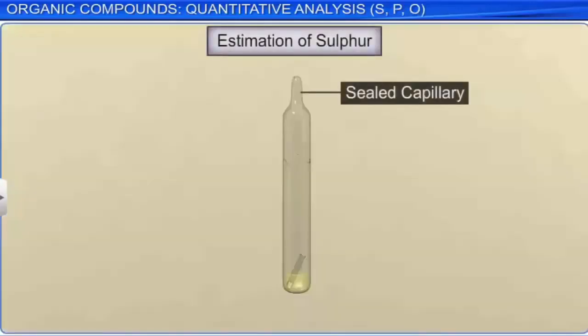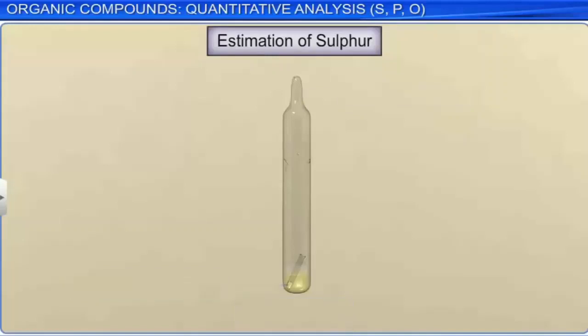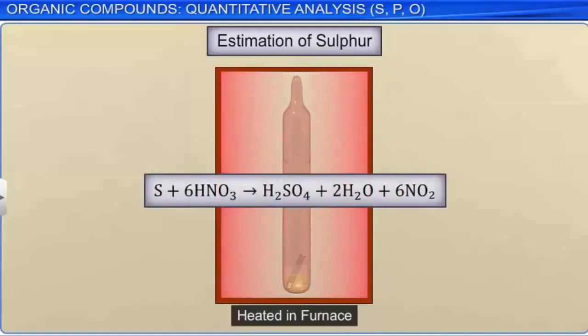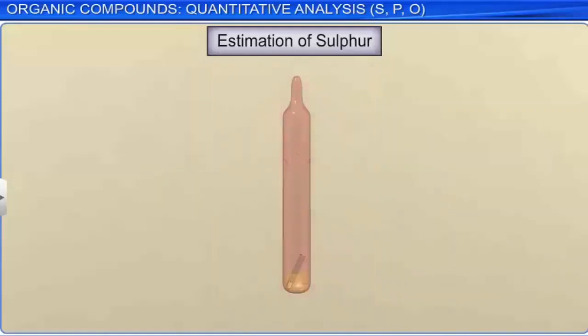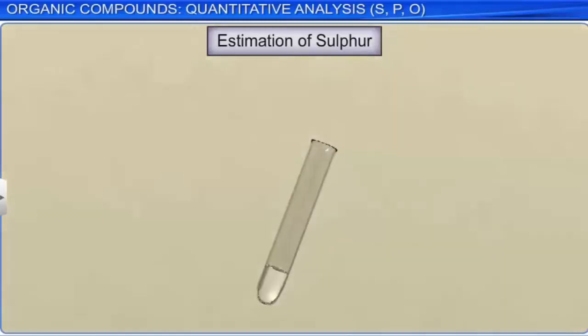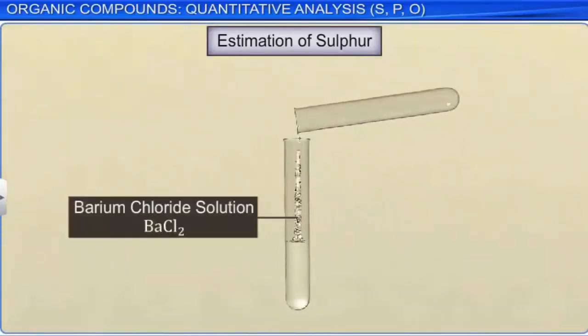To estimate sulfur present in the given organic compound, a known mass of the organic compound is taken in a Carius tube and heated with sodium peroxide or fuming nitric acid. The sulfur present in the compound is oxidized to sulfuric acid. The acid is cooled, then treated with excess of aqueous barium chloride solution.